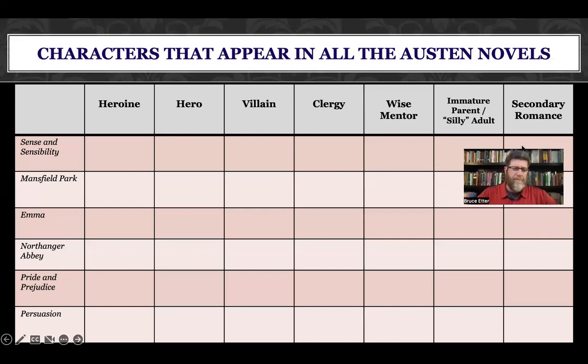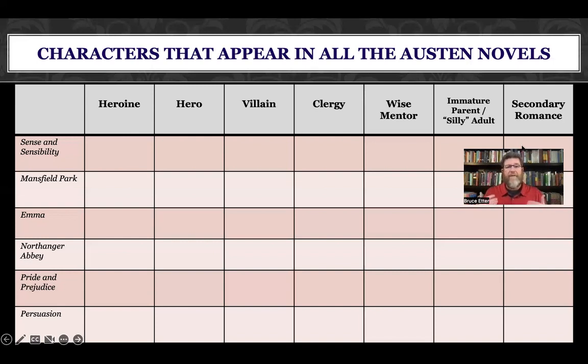The wise mentor would be those individuals in our lives who give us good counsel, who model good behavior, who say, follow me as I follow Christ, like Paul says. Those Pauline figures, and we're kind of the Timothys, and we have these mentors. They're essentially good people. But then there are people who should be that, but they're not. Those are the immature. The reason I say immature parent / silly adult is sometimes the individual is the parent of the heroine, but that's not always the case.